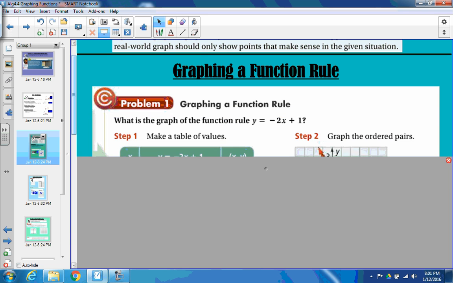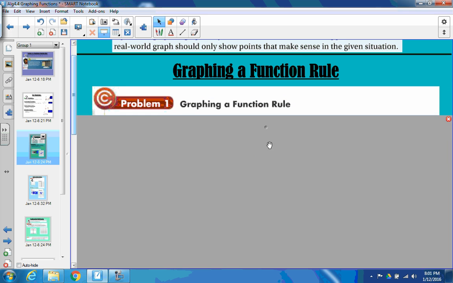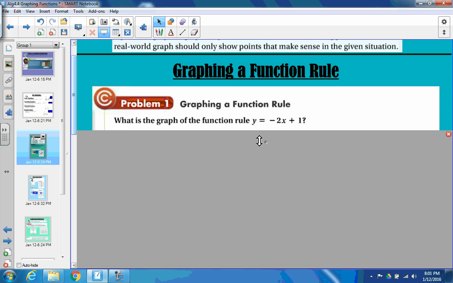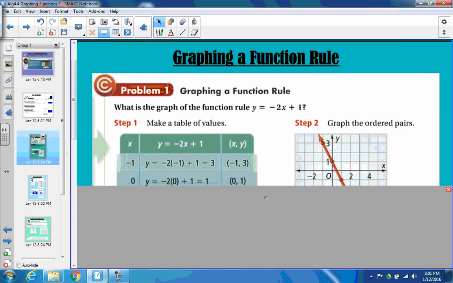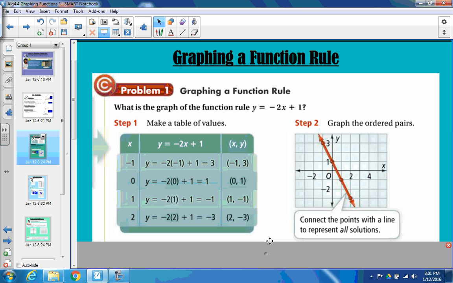All right, how do we graph a function rule? We've done a little bit of this. Here's the situation. What is the graph of the function rule y equals negative 2x plus 1? And we're really going to hone in on our skills in this section of graphing functions. So here's what I did to do this. I made a table of values, and you may make a table with 3 columns. Sometimes you just make a 2-column one, x and y. This one has the work shown in the middle, and then the ordered pair over to the right.